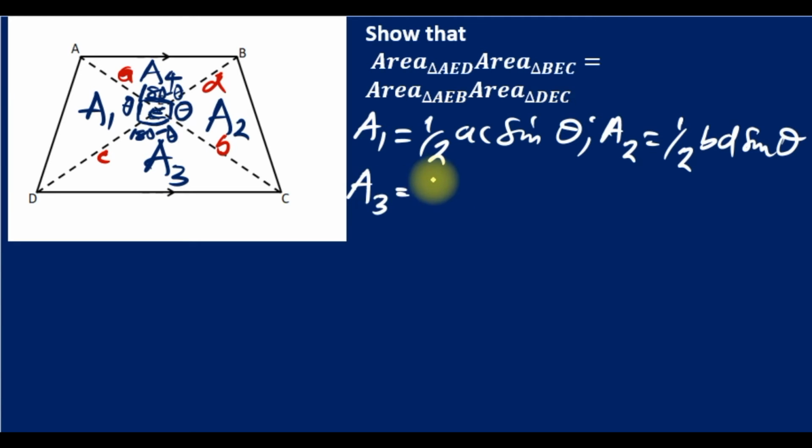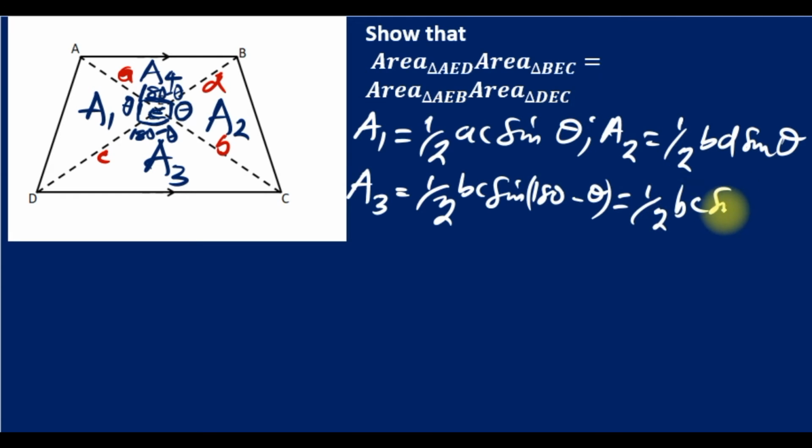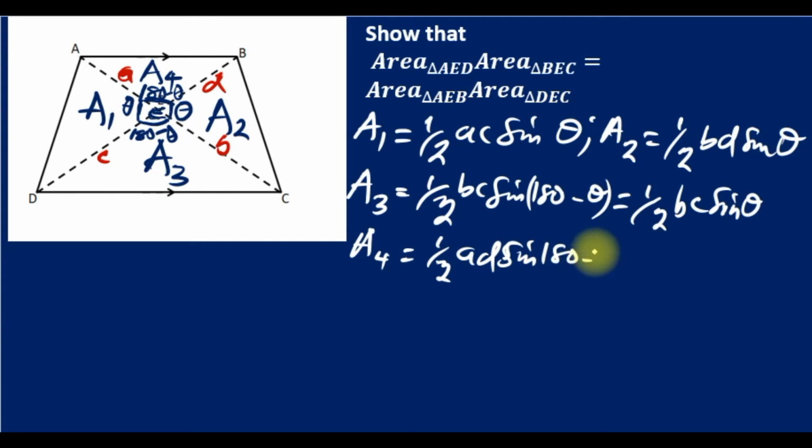A3 equals half BC sine 180 minus theta. And we know in trigonometry sine 180 minus theta is sine theta, second quadrant. So we have half BC sine theta. And finally, A4 is half AD sine 180 minus theta, which is half AD sine theta.